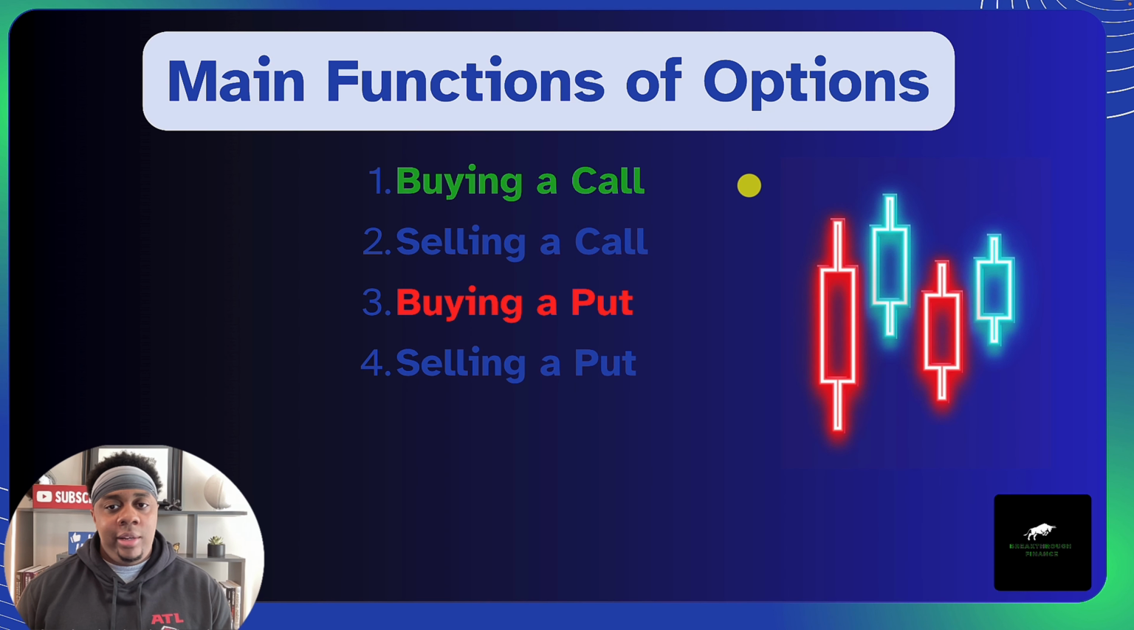There are four main functions of options: buying a call, selling a call, buying a put, and selling a put. For this video, we're going to focus on buying a call and buying a put. You can get as crazy as you want and mix it up, buying a call and selling a call, which becomes some sort of strategy, or buying a put and a call at the same time, which is a different type of strategy. But we're going to keep it simple and just focus on buying a call and buying a put, outright.